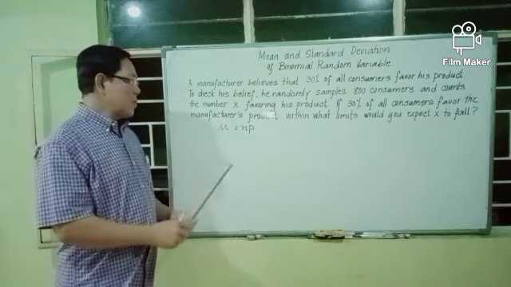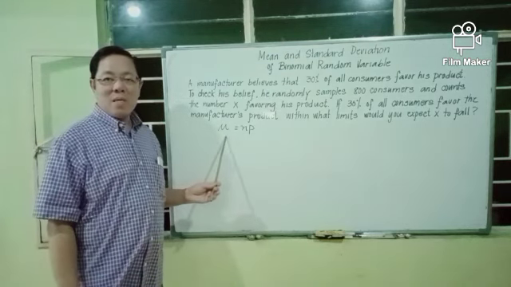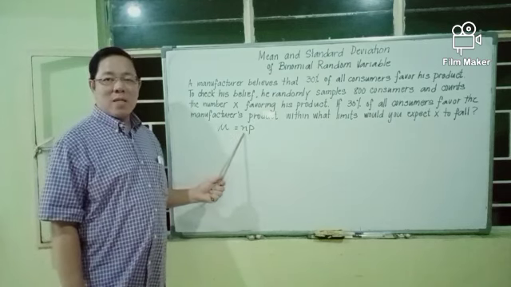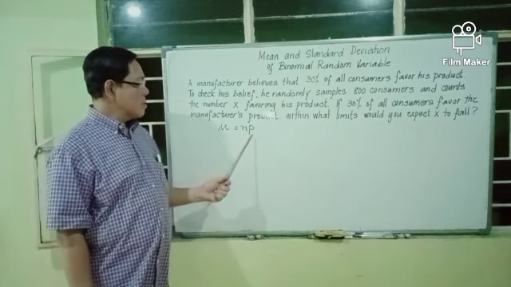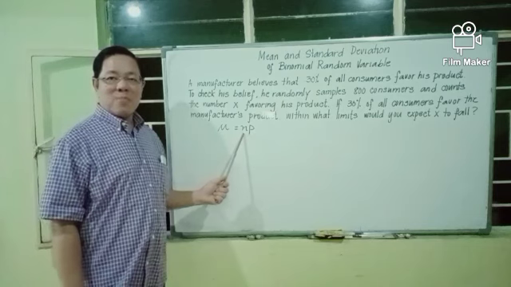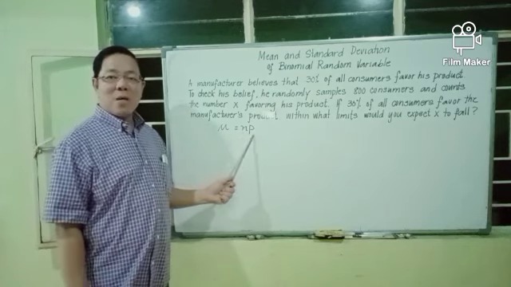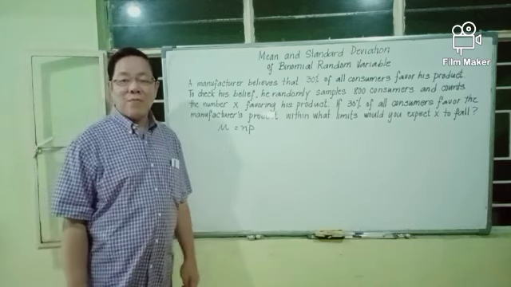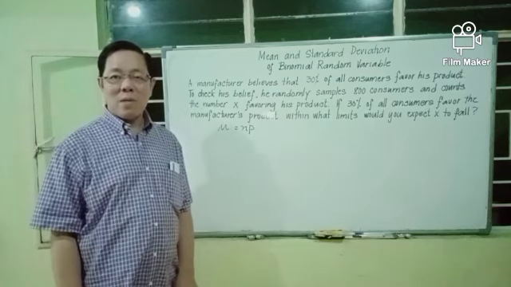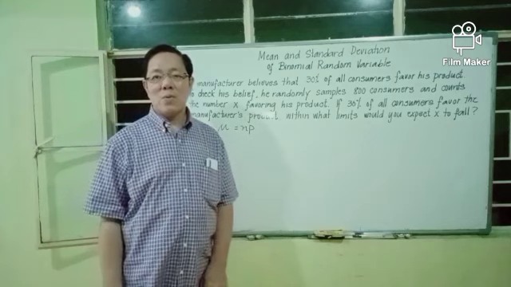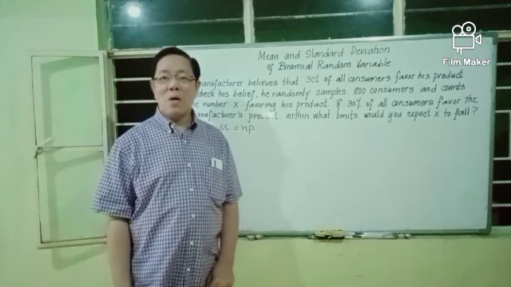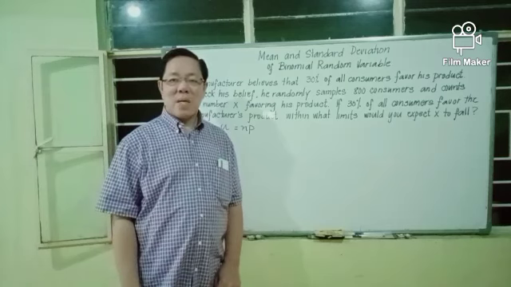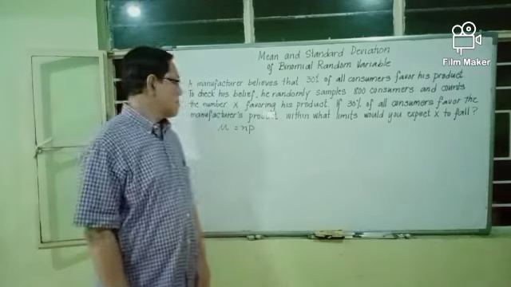The Greek letter mu denotes the mean of a binomial random variable and is equal to the product of n, the number of trials in a binomial experiment, and the probability of success. And this mean for a binomial random variable is actually equal to the expected value of x, which we have taken before, the expected value of x.